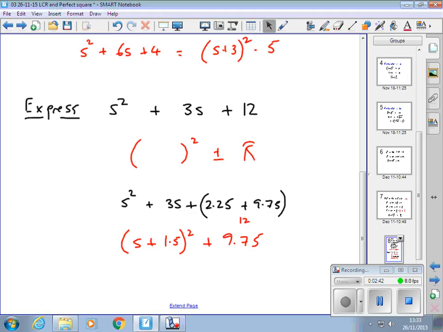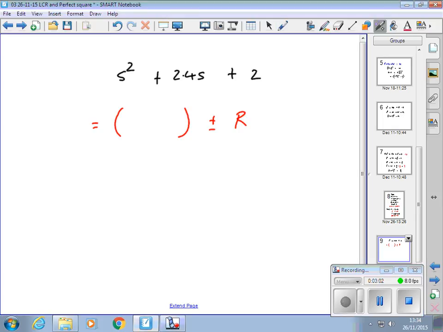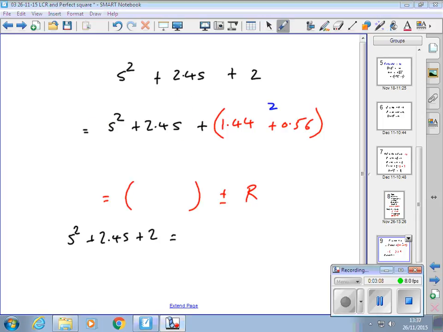Let's try another one. Try this one. Again, end up with a perfect square plus or minus some remainder by thinking about what this number needs to be for this to be a perfect square, and to get that you think about this. So you should get something like this if you've been doing this from this video.